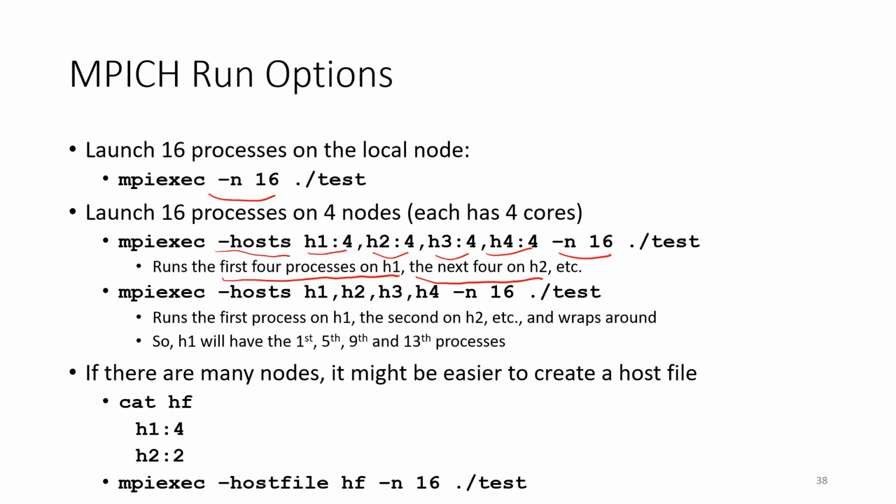However, if you just specify the particular number of hosts that you want to run over, the runtime environment of MPI will run the first process on H1, the second on H2, etc., so that it wraps around, so that H1 will also have the fifth, and then the ninth, and then the 13th processes.